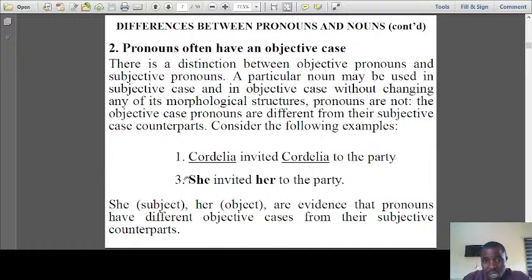She invited she to the party, because once a pronoun stands in the position of the object, it would have a different morphological shape. So her becomes appropriate.